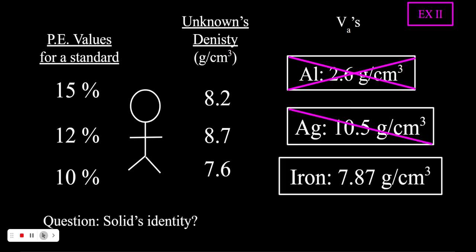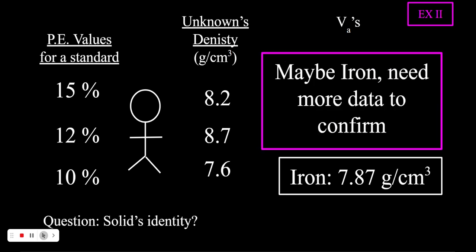And then you find iron. You can kind of say, yes, it could be iron, but we want more data to confirm. We don't like these kind of high percent error values, so you'd want to be tentative about any conclusion you would make upon that.